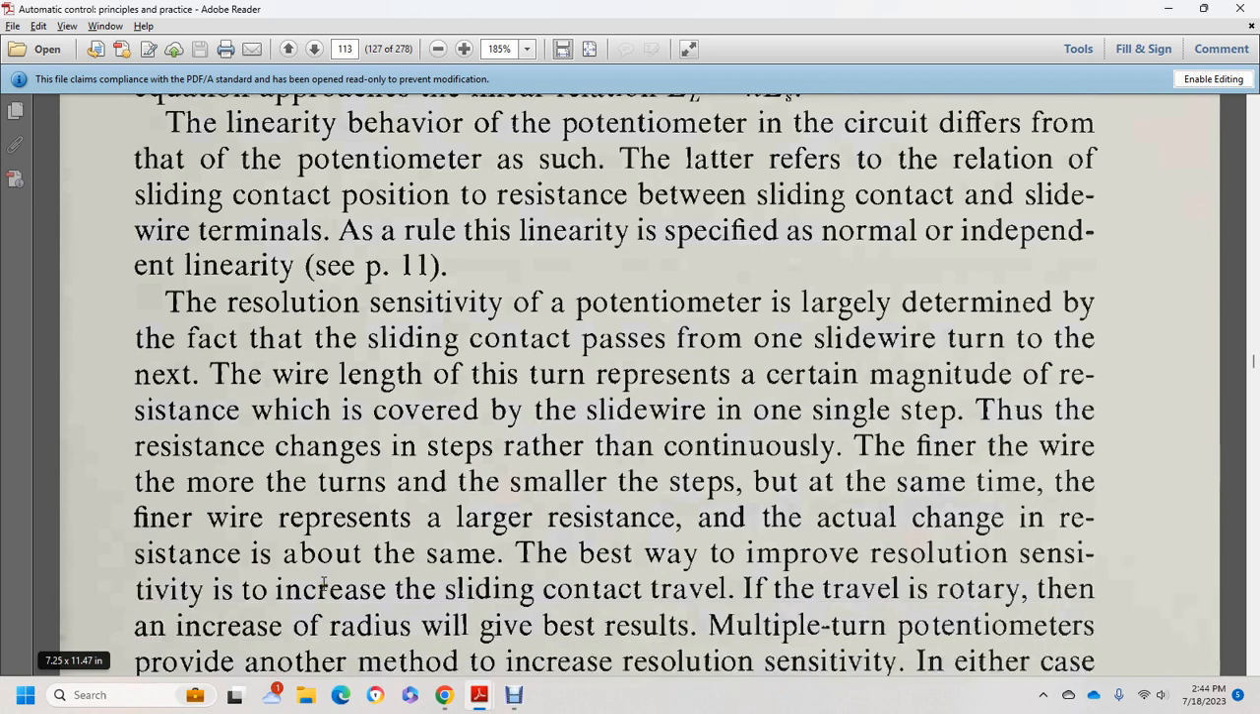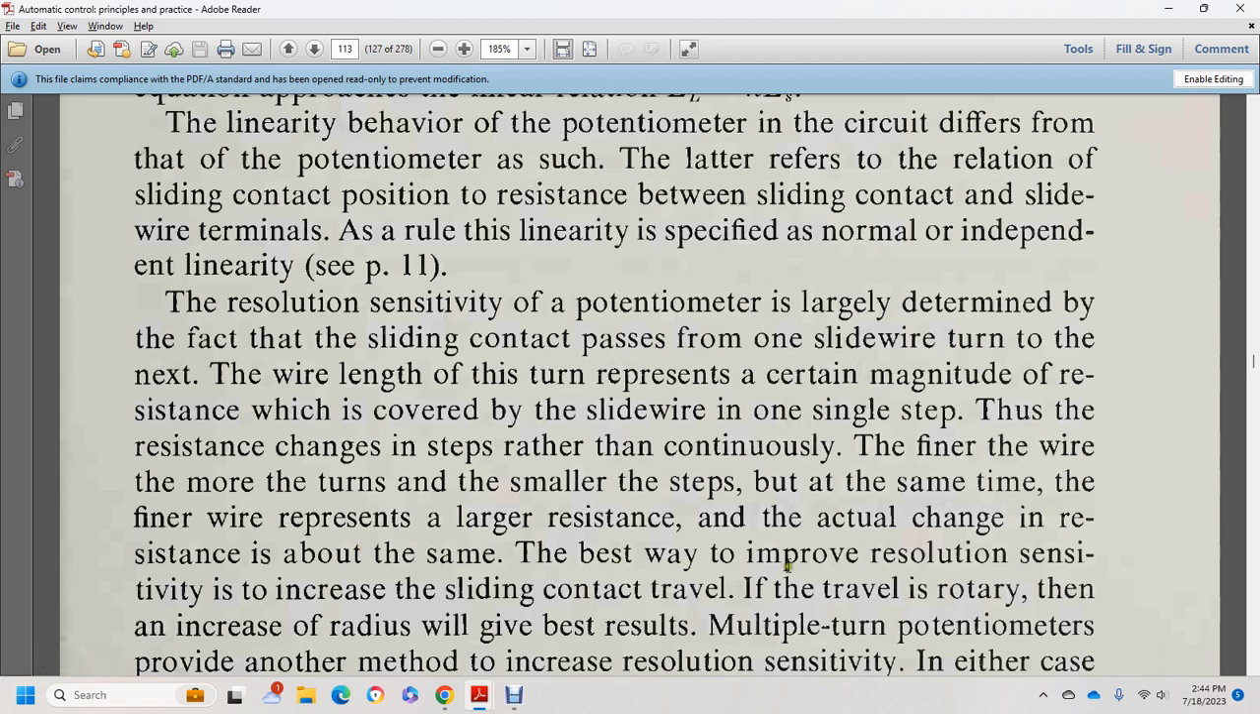Alright, the resolution sensitivity of the potentiometer is largely determined by the fact that the sliding contact moves from one turn of the slide wire to the next. The wire length of the turn represents a certain magnitude of the resistance that is covered by the slide wire in one single step. Thus, the resistance changes in steps rather than continuously. The finer the wire, the more turns and the smaller the step. But at the same time, the finer wire represents a larger resistance. The actual change in resistance is about the same.